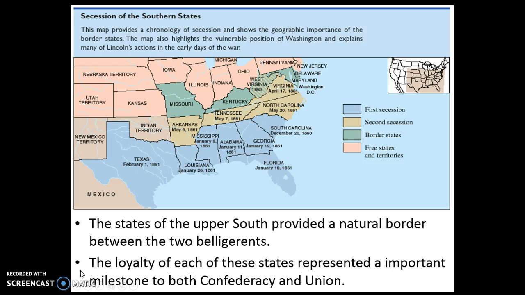Some states went Union, some states went Confederacy, and you see those border states, those green states, Missouri, Kentucky, West Virginia, Maryland, and Delaware, are known as the border states. They served as kind of a buffer as well because they had slaves, but they did not want to secede from the country. So we see kind of a differentiation: it's not just all the states that seceded versus all the states that stayed. It's a little bit more nuanced than that.